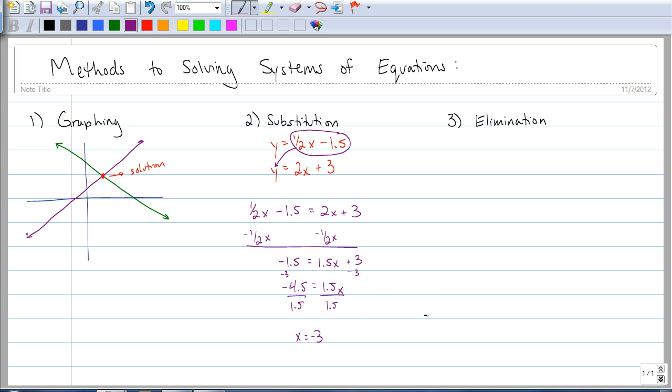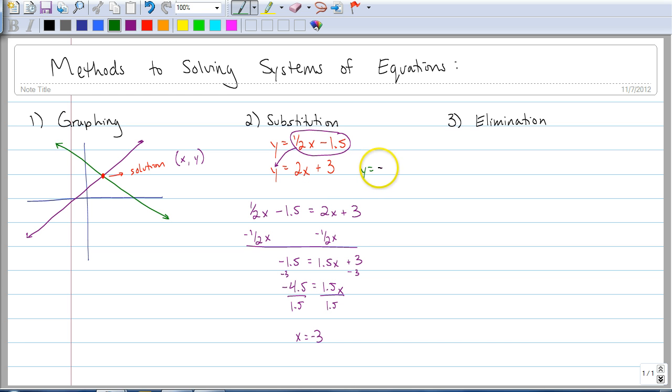Now that's not our final answer, because remember yesterday when we talked about graphing, we always had our solution as a coordinate with an x value and a y value. So we are not done yet. We still have to figure out what y is going to equal when x equals negative 3. Well, the nice thing is you can put this negative 3 into either equation to figure out what y is going to be. So to do that, let's put negative 3 into this first equation.